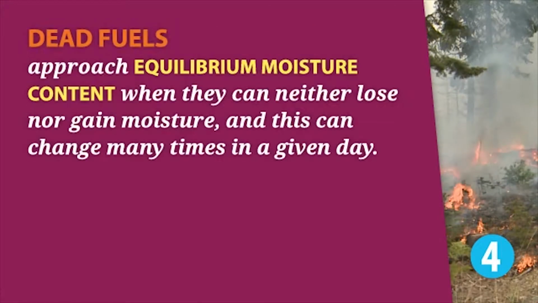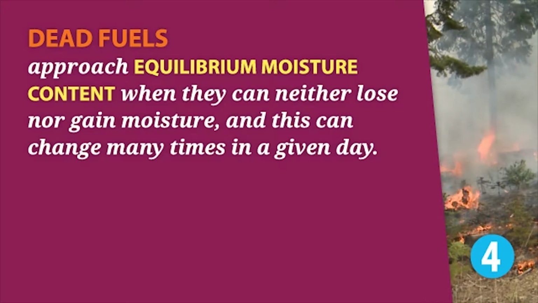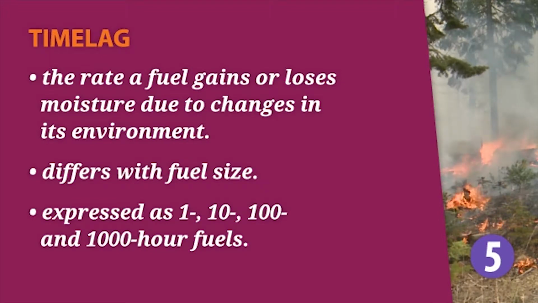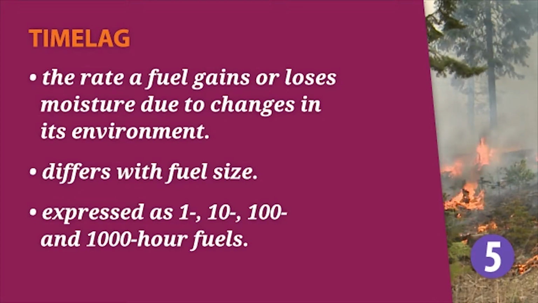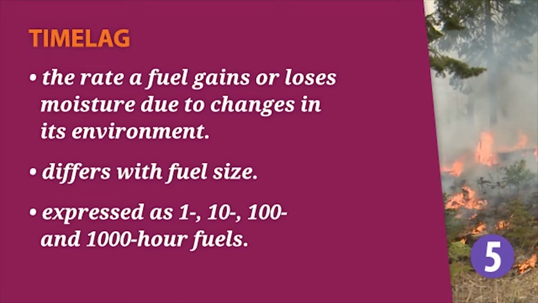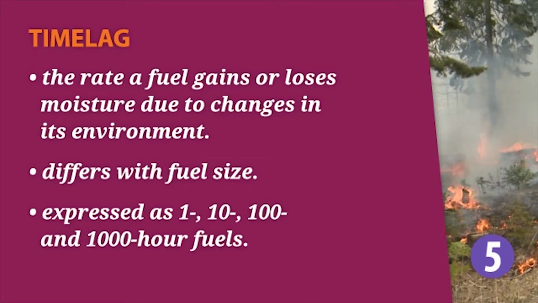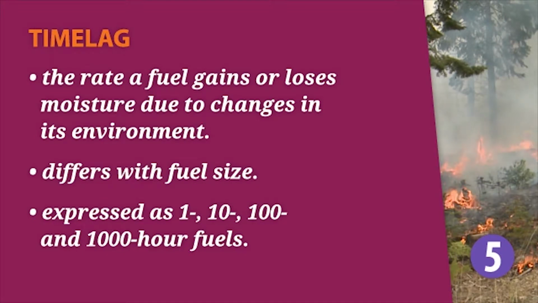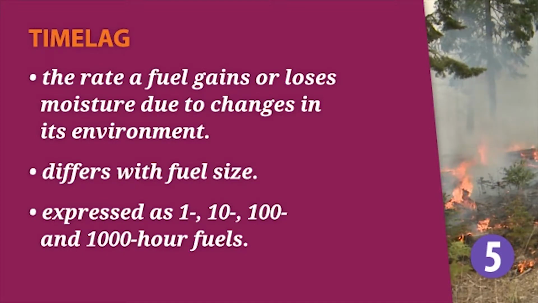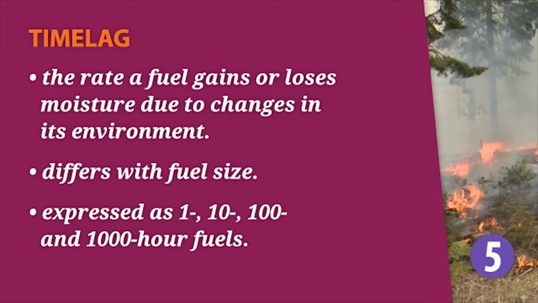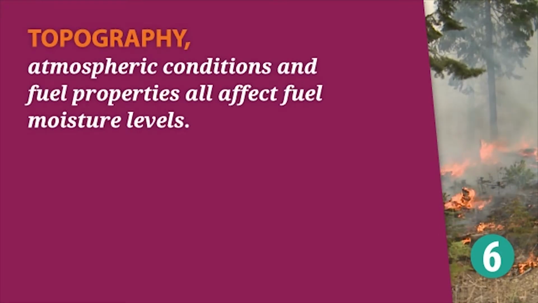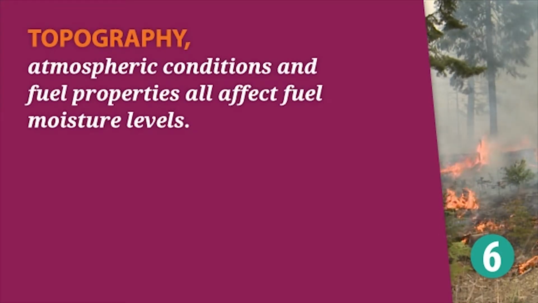4. Dead fuels approach equilibrium moisture content when they can neither lose nor gain moisture, and this can change many times in a given day. 5. A time lag is an indication of the rate a fuel gains or loses moisture due to changes in its environment. Time lag is related to fuel size and is expressed in hours: 1, 10, 100, and 1,000 hour fuels. When the environment is hot and dry, the EMC of all size classes of fuels will be lower, which means that the potential for a fire to ignite and spread is high. 6. Topography, atmospheric conditions, and fuel properties all affect fuel moisture levels.